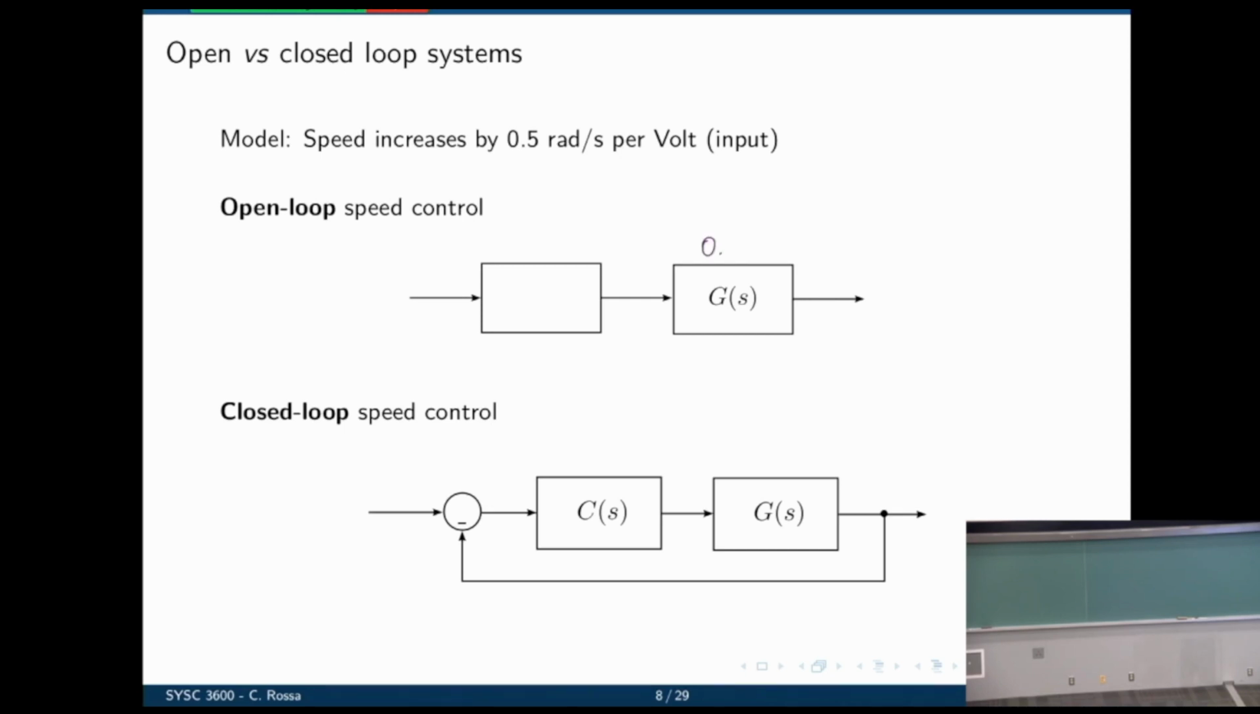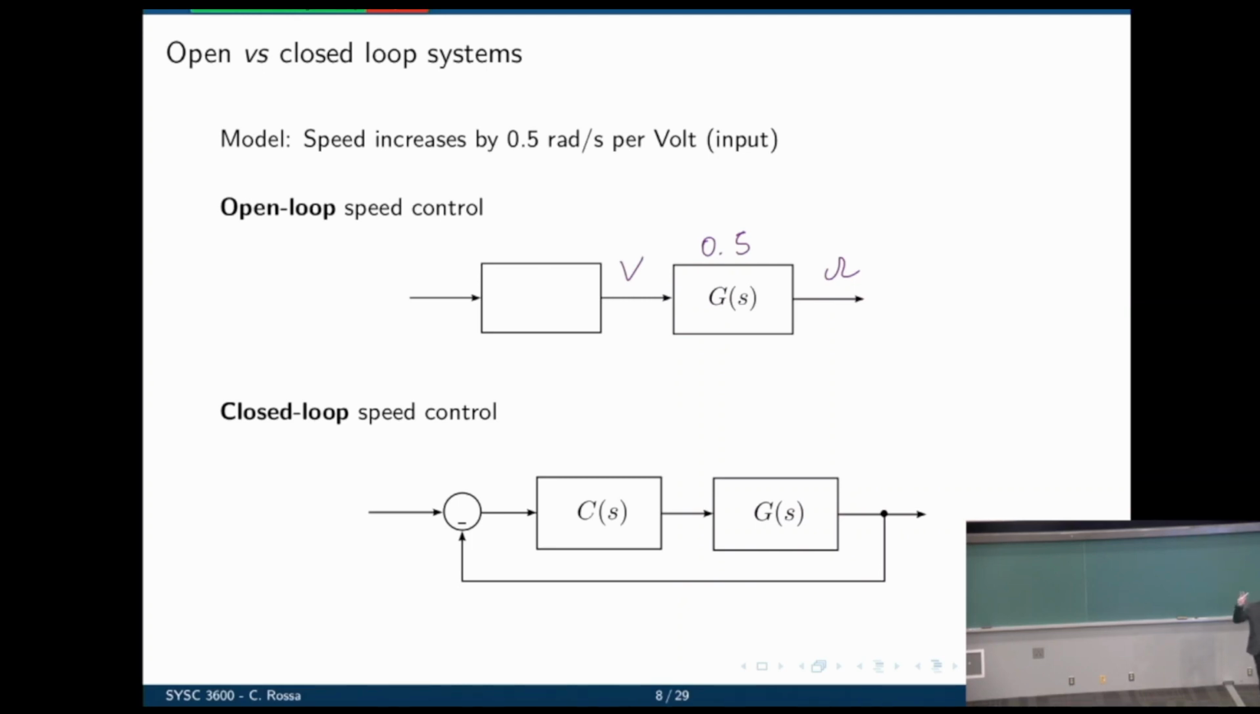Of course, we are neglecting all the dynamics, but we know that if we apply this voltage to the motor, the speed on the other side is the voltage times 0.5. And this is a very simplistic model. It doesn't take into account any dynamics. It's just a static model.